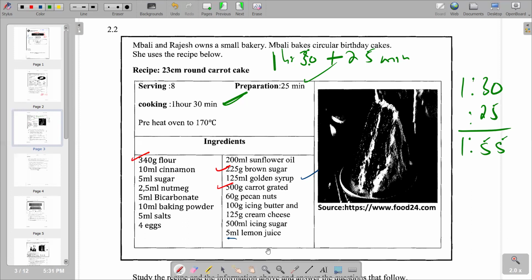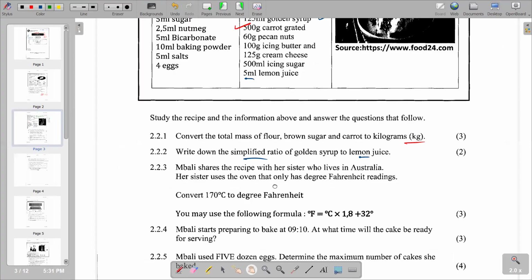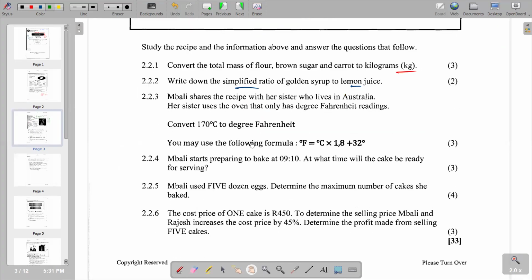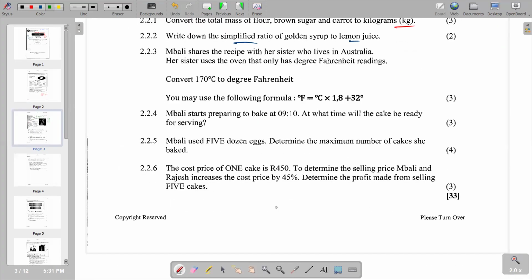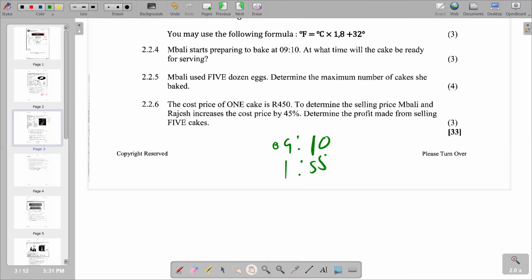So this 1 hour 55 minutes, we add it to the starting time, which is 0910. So basically, we are saying 0910 plus 1 hour 55. And from there, we can try to add to see what we get. So if we add, obviously here you get 65, and then here you're going to get your 10. So 1065, you know that we've got 60 minutes in an hour.